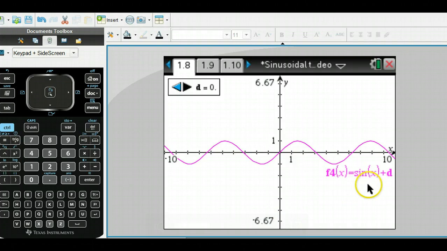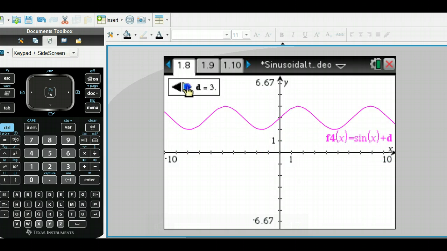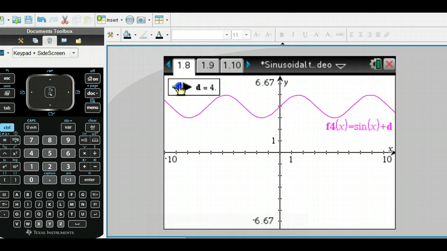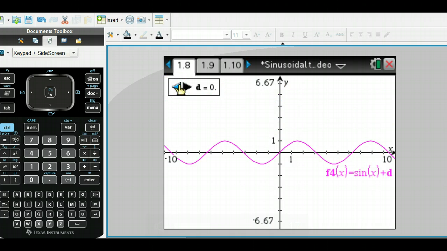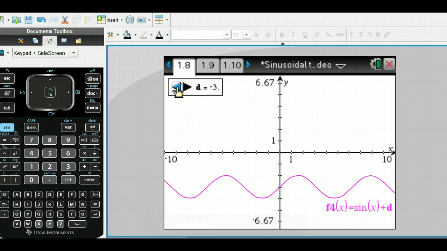So now let's look at what happens when we have the sine of x plus d. When this happens, I hope you can see that this is just going to shift the graph up and down. So if d is greater than 0, I am just going to shift the graph up. And if d is less than 0, if d is negative, then I'm going to shift it down, and it's by that exact amount.